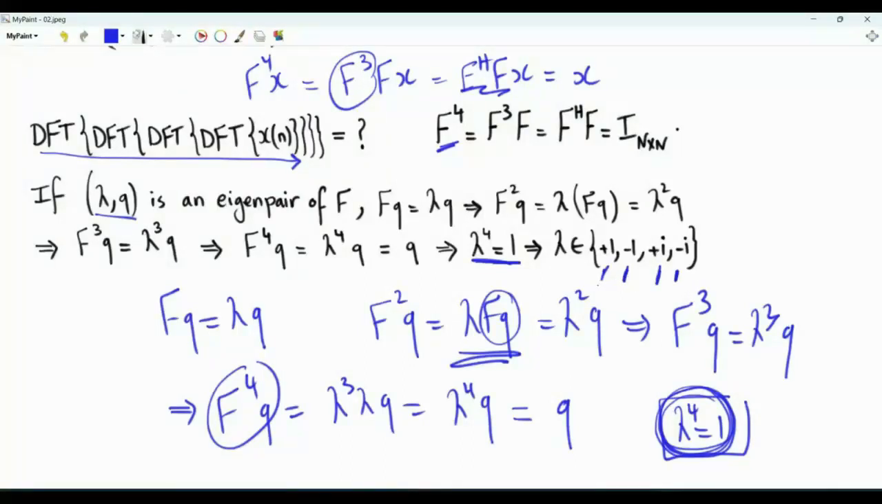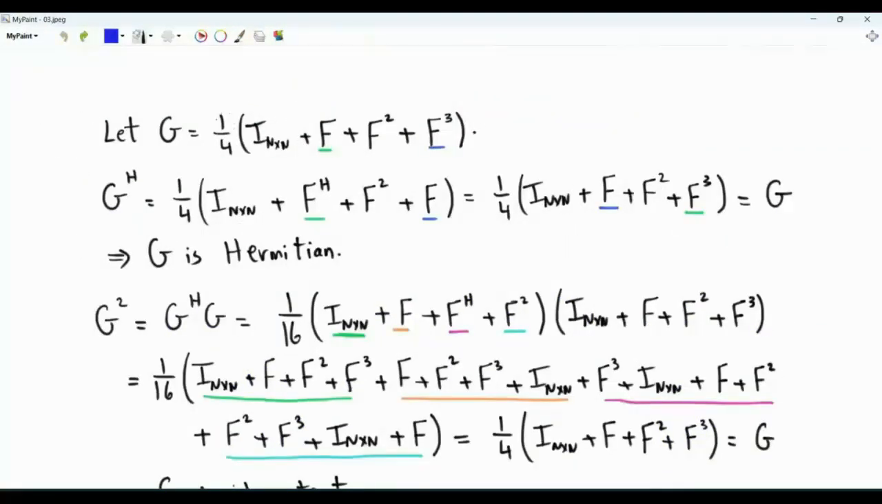The question now is about the multiplicity of each of these eigenvalues. In other words, in the general case, when matrix F is n by n, how many of its n eigenvalues are equal to plus 1? How many are equal to minus 1? How many are equal to plus i? And how many are equal to minus i? Consider the matrix G, 1/4 times this sum: identity plus F plus F squared plus F cubed.